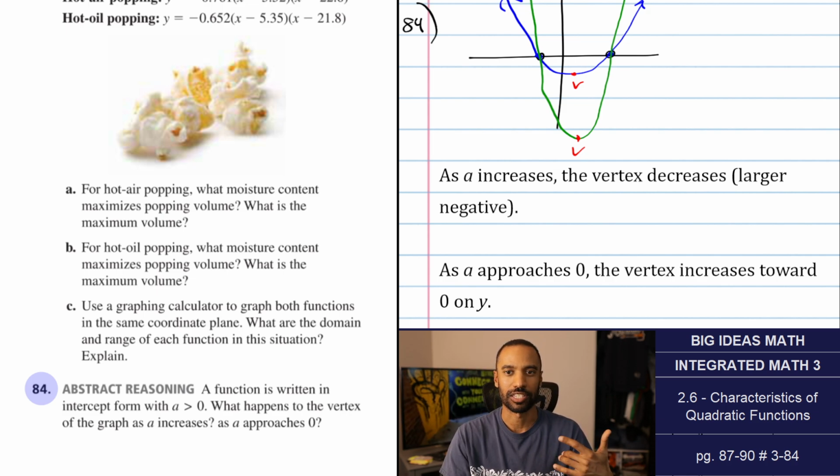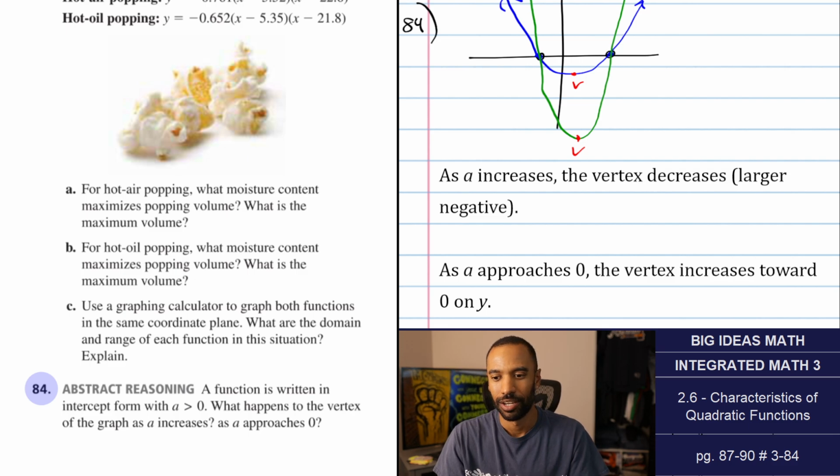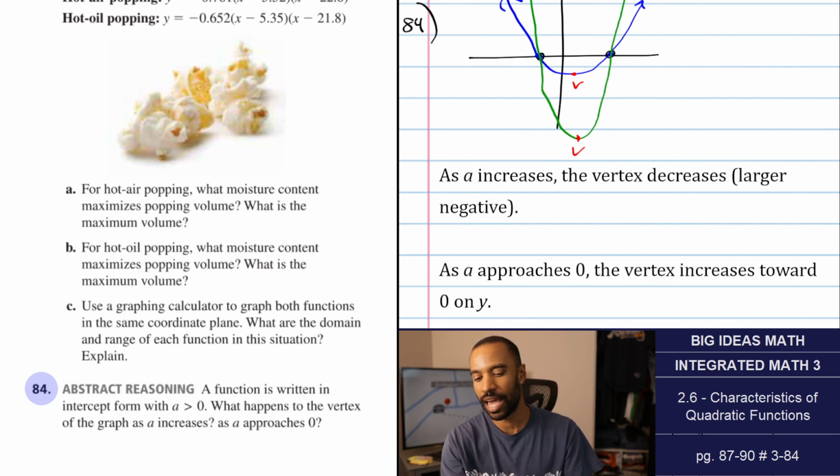Because guys, I'm a little checked out here. We're at 3 hours and change, almost 3:45. So guys, that ought to do it for this one.